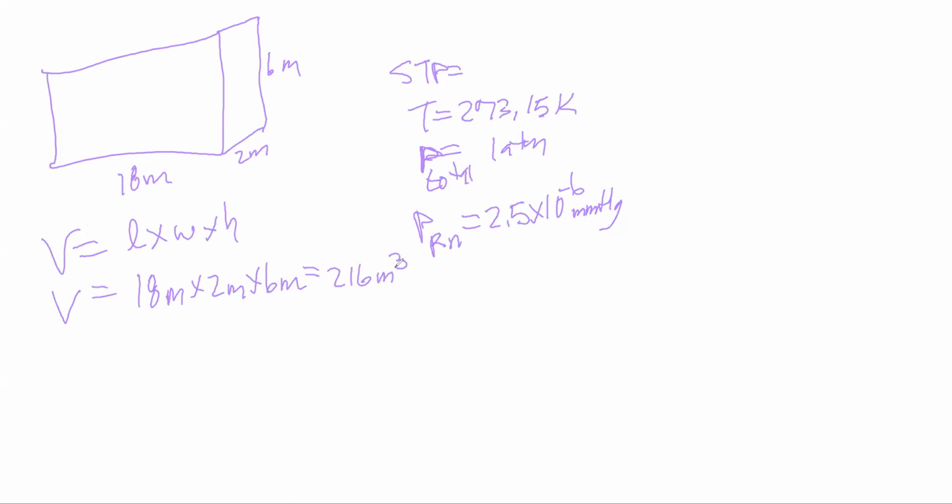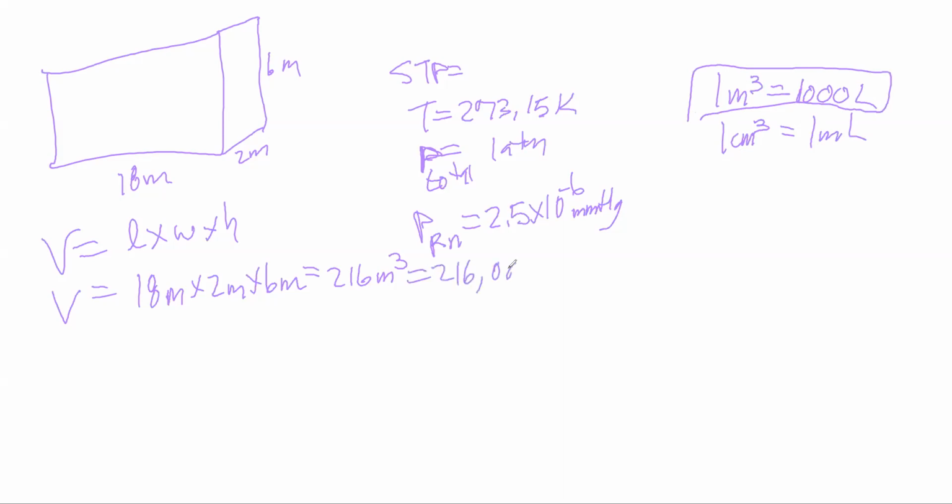Now, is there a conversion factor that lets us go from cubic meters to liters? Does anyone happen to know that one? Meters cubed. So 1 cubic meter is 1,000 liters. 1 cubic centimeter is 1 milliliter. And if you scale those up, 100 times 100 times 100 is equal to 1 cubic meter, and that's how you can figure out that ratio. But pretty much 1 cubic meter is 1,000 liters. So we can change that to 216,000 liters.